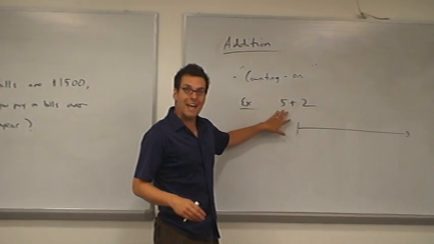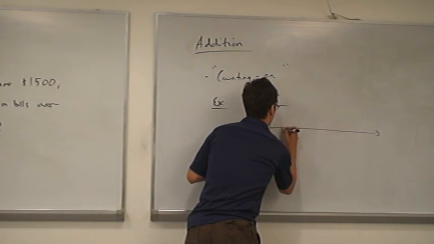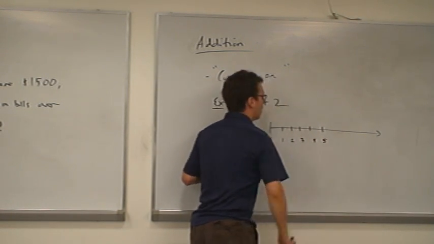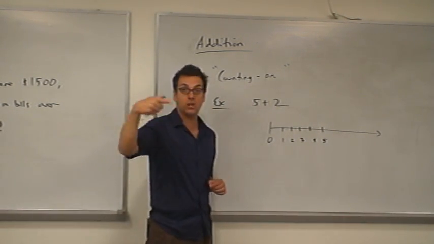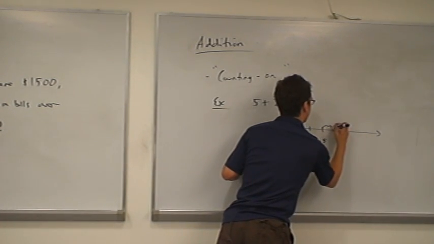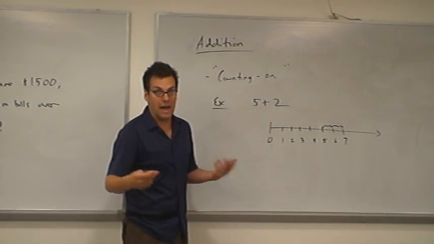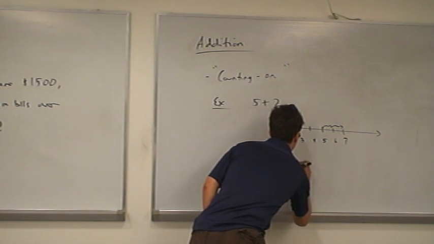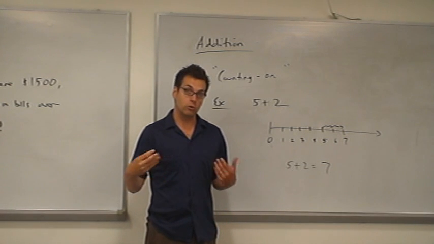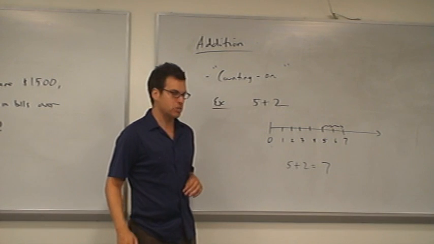So the first addend or sumend refers to where you start on the number line. So if we are adding 5 plus 2, then we would start at 5, and then we would count on the other addend, in this case 2. So if we count on 2 from 5, we get to 7. So we see that 5 plus 2 is equal to 7. So this is pretty much how every student learns how to add the first time that they're encountered with addition.